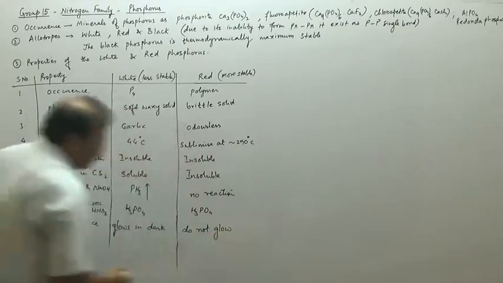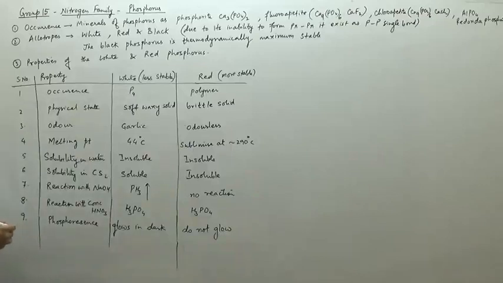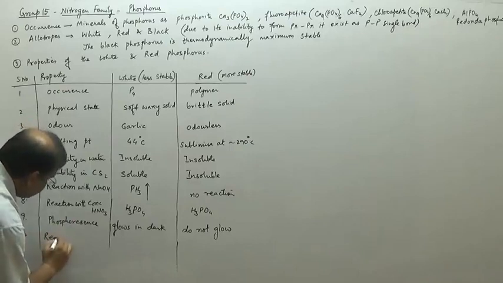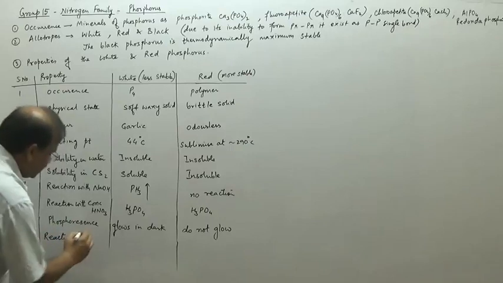Do not glow. So like that we can write the property. Next property, if required, we can say that it is a phosphorescence property. Then we can write the reaction with air: both will be reacting with air when it is heated.